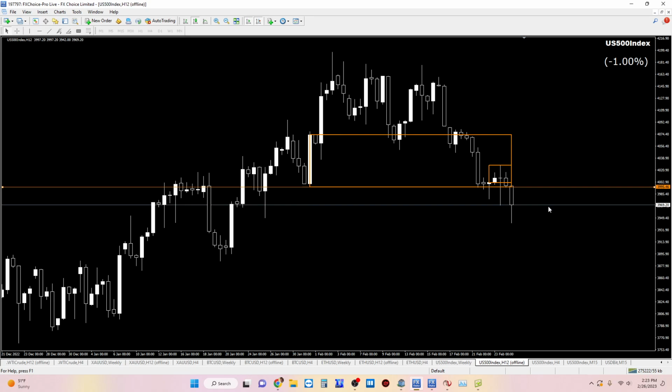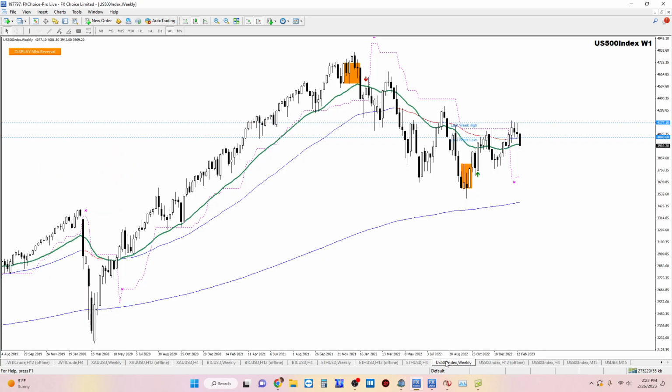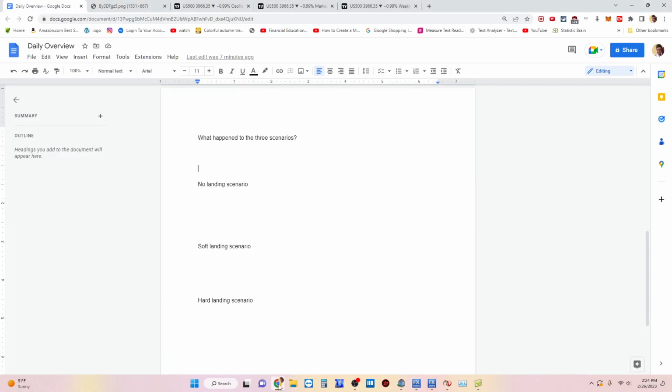Now, the no landing scenario would work if we break this 12-hour bearish order block to the upside, retest and resume. And the higher it goes, the higher closes it makes, the more likely it would be a no landing scenario, especially if we close the week above there. If we close the week above 41.36, then I would say, hey, yeah, we're in a no landing scenario.